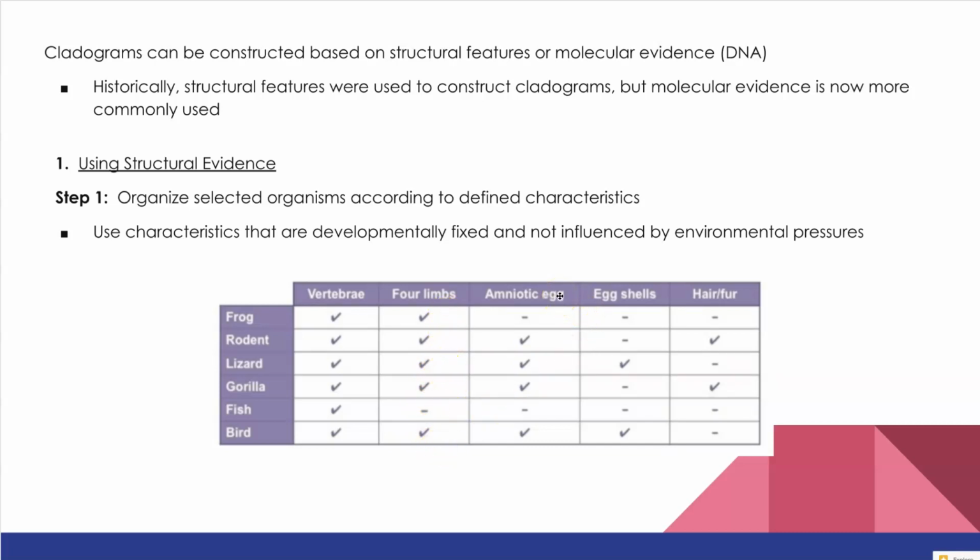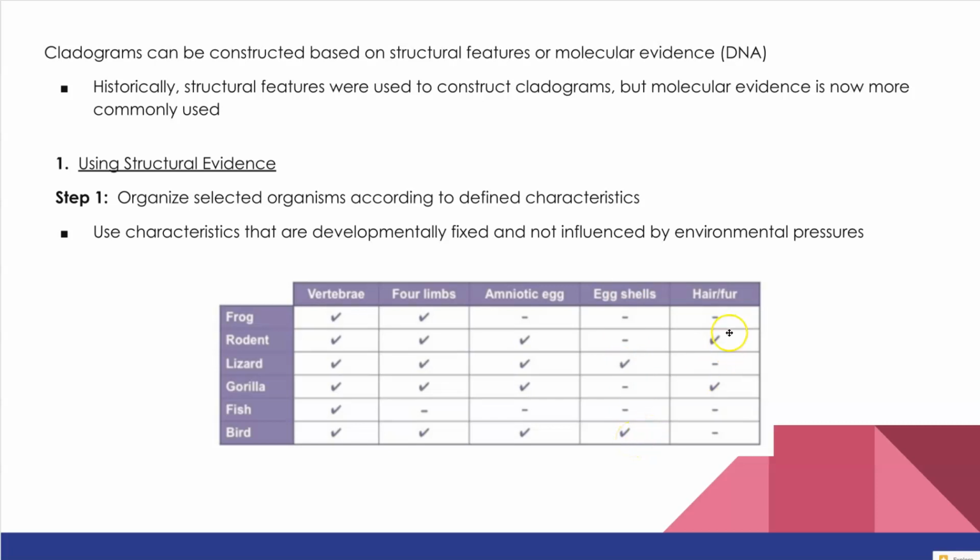Amniotic egg. The only organisms that have an amniotic egg are the rodent, the lizard, the gorilla, and the bird. They all get check marks. The dashes mean that they do not have that characteristic. Eggs with shells. Lizards lay eggs with shells, and birds lay eggs with shells.